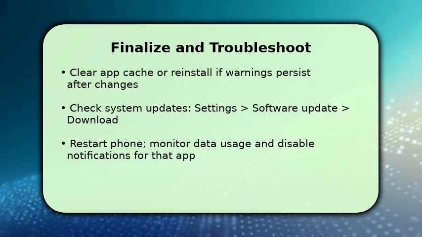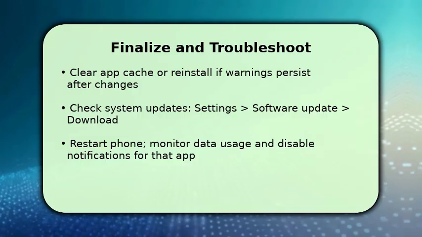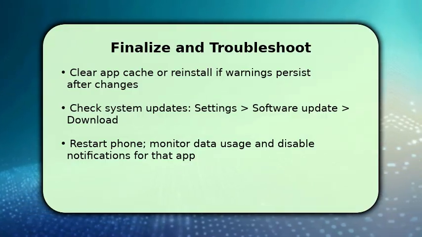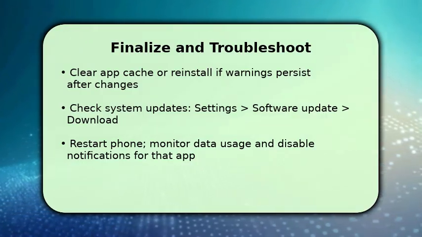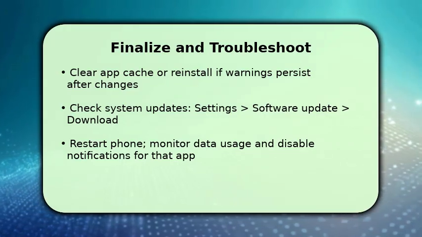Once done, check Settings, Software Update and install any pending updates, because firmware fixes often resolve misreported data alerts. Restart the phone to apply changes and then monitor mobile data usage for 24-48 hours.